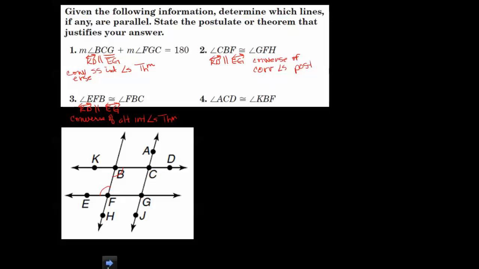Okay, and then last but not least, let's look at number 4, which says ACD right here is congruent with KBF. Oh, we got a different set of lines here. We're going to say that line BF is parallel to line AG, and that looks like the converse of alternate exterior angles theorem.